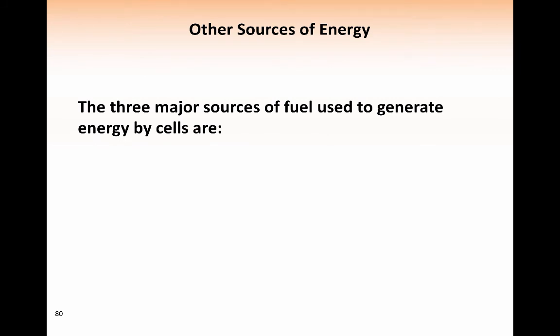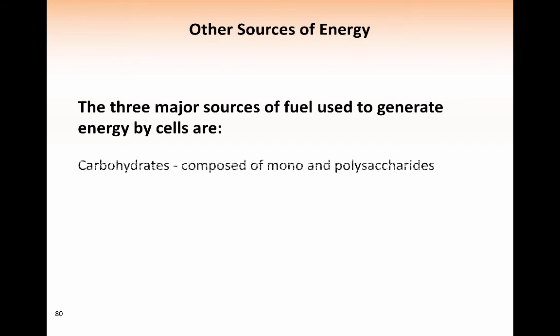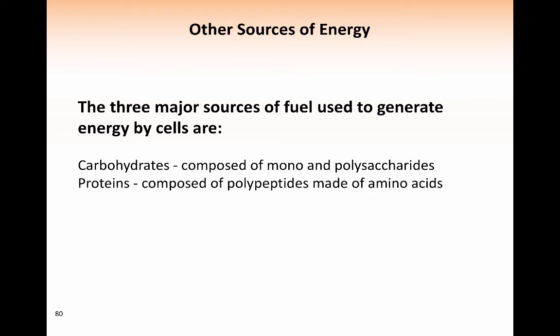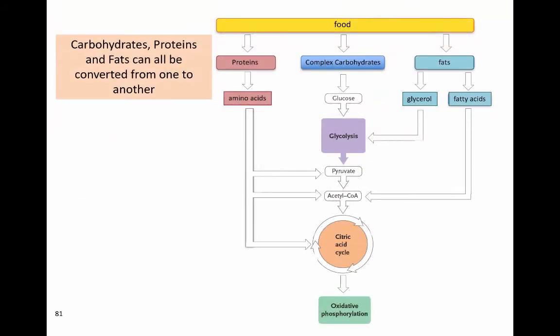So, it's not just glucose that is a source of energy. There are 3 major categories. Carbohydrates, of which glucose is one, it's a monosaccharide, but other monosaccharides such as fructose and whatnot can also be used as sources of energy. Polysaccharides, including things like sucrose and starch. We have proteins that are made up of polypeptides, of course made up of amino acids. And we also have lipids that are composed of fatty acids and glycerol.